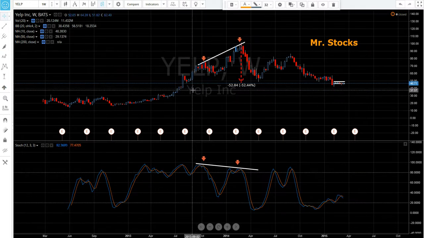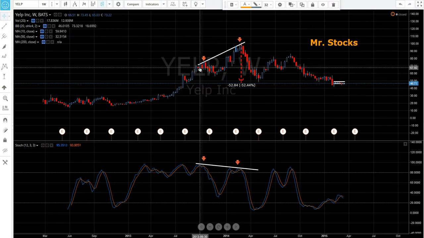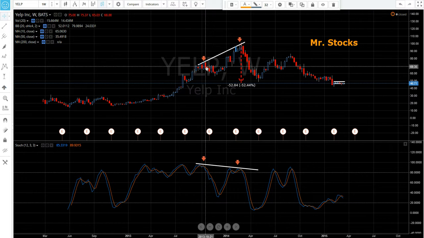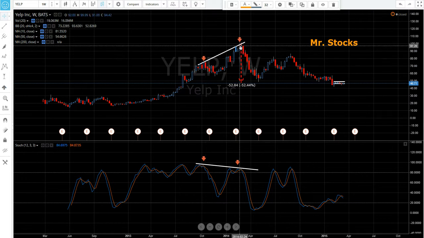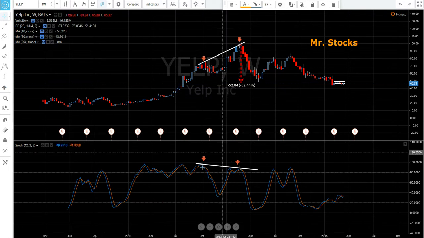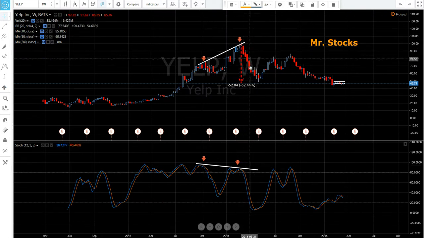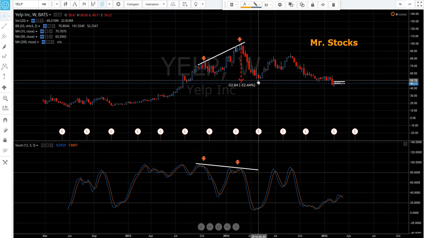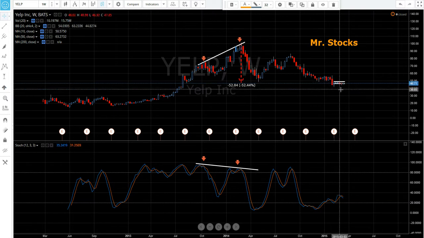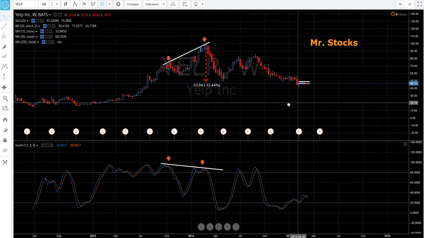A more recent example is Yelp. We've got from October 14th, 2013, we made a higher high in March of 2014. Stochastics did not confirm. We have a pullback of at least 52%, and it looks like it may continue lower. We're not sure where the bottom is yet.